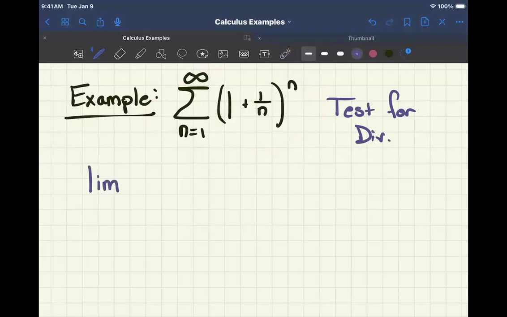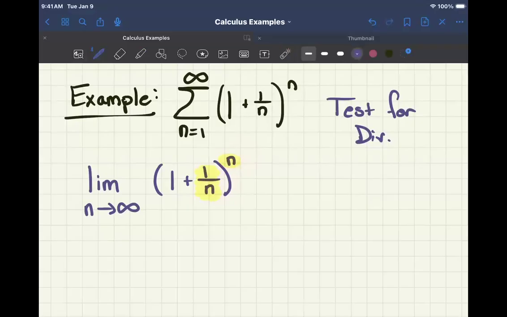Remember, one of the things that we can do, and this is for the divergence test, is we take the limit as n goes to infinity of the interior of our sum. So this is 1 plus 1 over n to the nth power. And you'll notice in here we've got two things that are competing against each other. We've got this 1 over n that is going to 0, and we've got this exponent n that is making things larger. And in particular, that exponent n is a problem when we try to take a limit. What's going to happen with that?